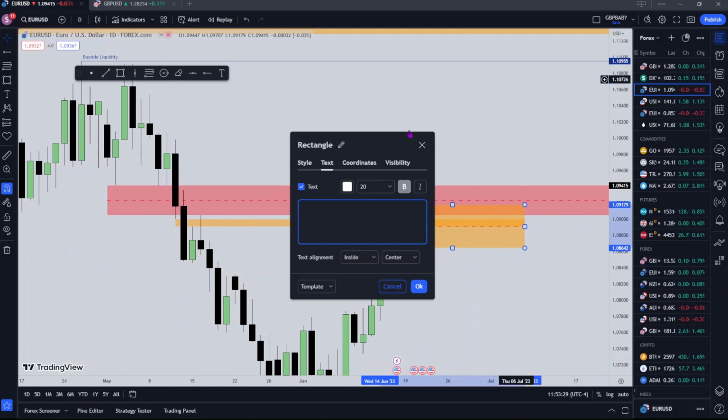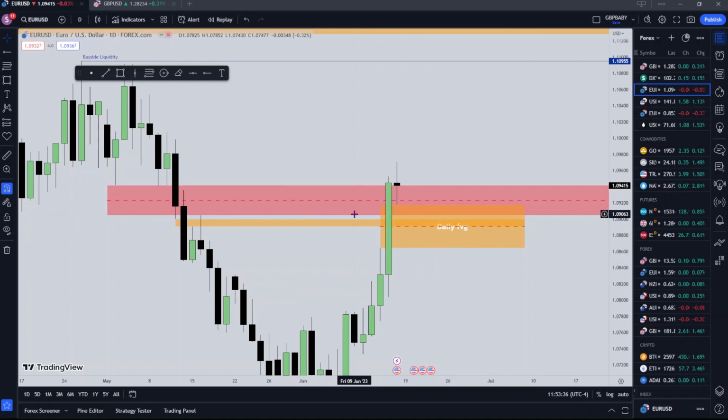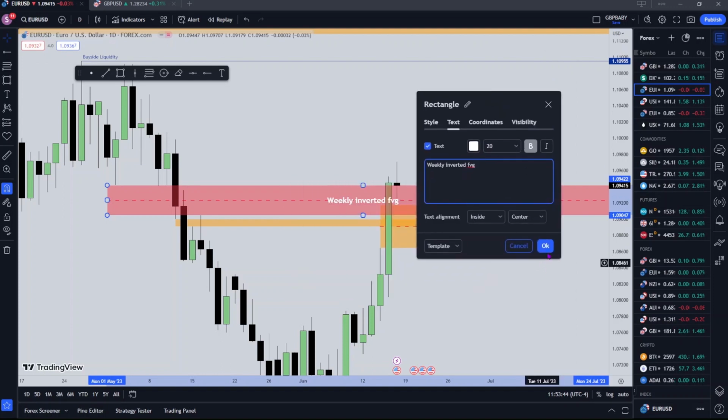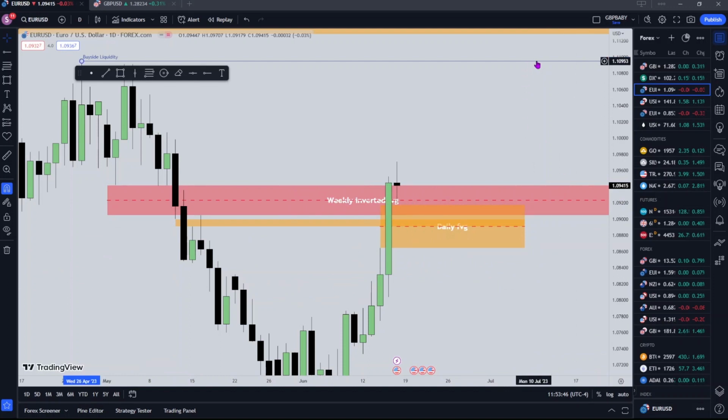So I'm going to make this daily FVG. This is the weekly FVG. Inverted now. This buy side liquidity, I'm going to thicken that line, and then we'll drop down to the 4 hour, and then we'll bring the video into a close.